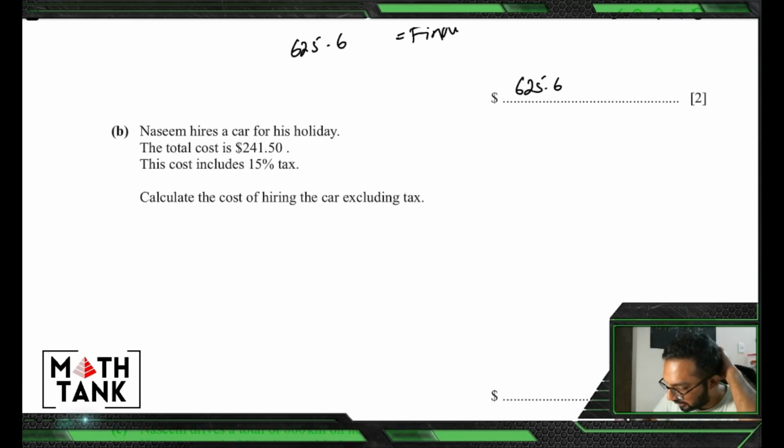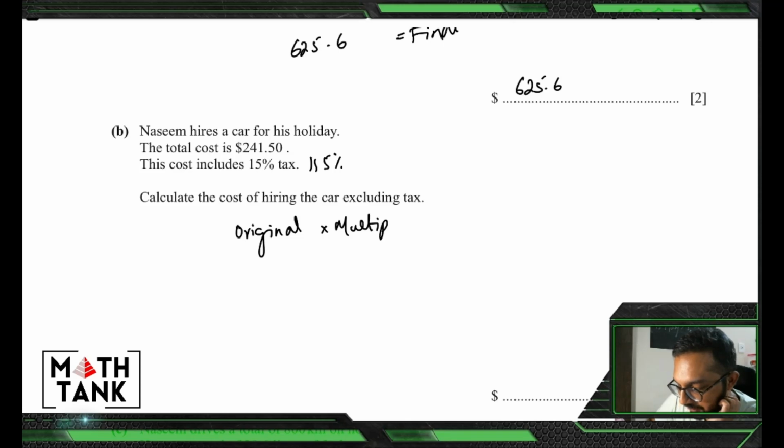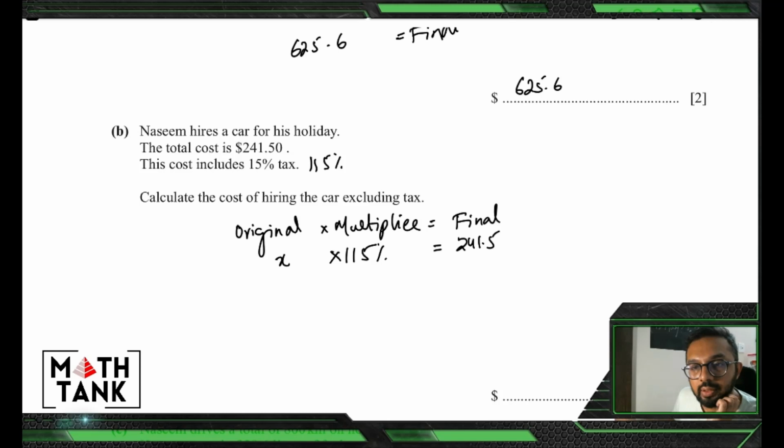Naseem hires a car for his holiday. The total cost is 241.5. This total cost includes 15% tax. Tax works like an increase, so something got increased to 115%. So I'm going to say that it's again original into multiplier equals final. So 115%. What got increased? The original got increased. The final cost was 241.5. I know that's the after tax cost. So 241.5 divided by 115%. So that gives me 210.